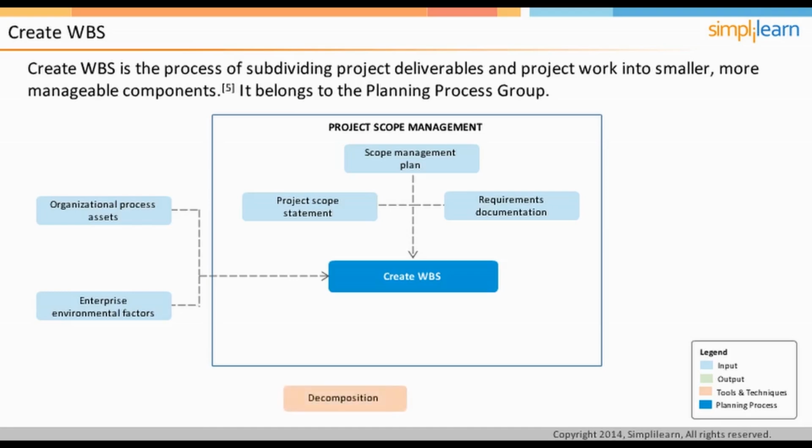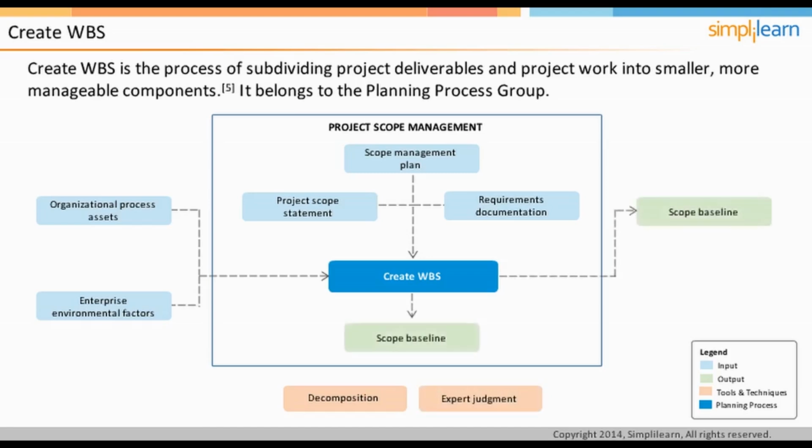Decomposition is an important technique used in this process. In decomposition, the project deliverables are subdivided into smaller, more manageable components until the work and deliverables are defined at the work package level. The work package level is the lowest level in the WBS and is the point at which the cost and activity duration of the work can be reliably estimated and managed. The level of detail for work packages varies as per the size and complexity of the project. Another technique used is expert judgment.